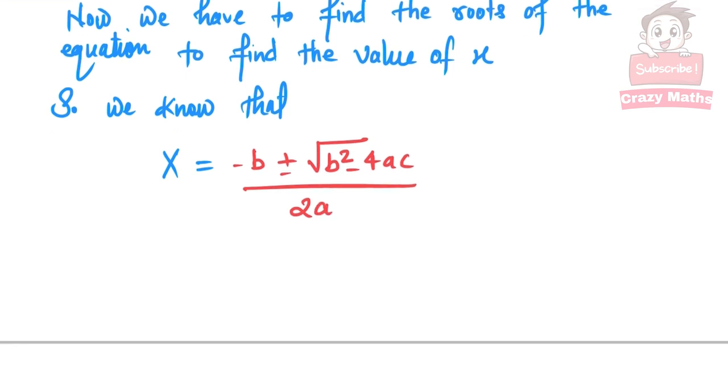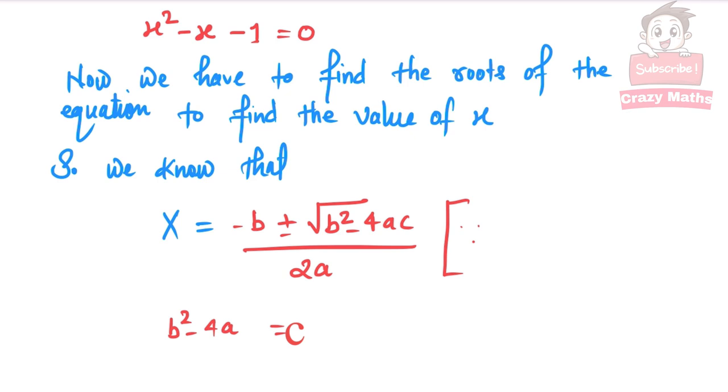So, b square minus 4ac. In this equation, a equals 1, the coefficient of x square. The coefficient of x is minus 1, that is b, so b is equal to minus 1. And the constant term is minus 1, that is c.